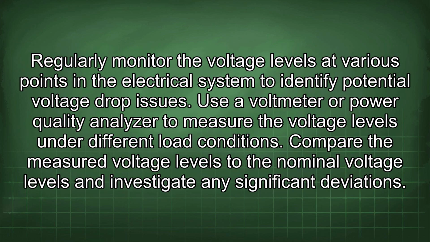Regularly monitor the voltage levels at various points in the electrical system to identify potential voltage drop issues. Use a voltmeter or power quality analyzer to measure the voltage levels under different load conditions. Compare the measured voltage levels to the nominal voltage levels and investigate any significant deviations.